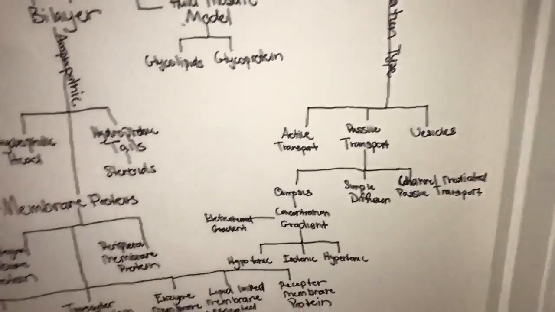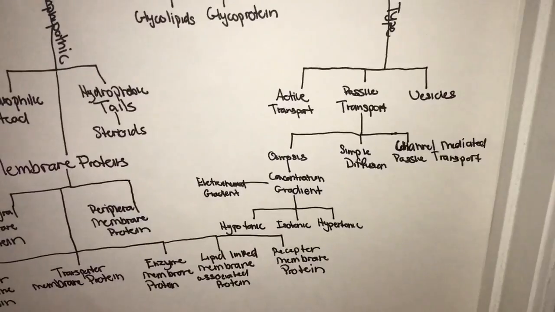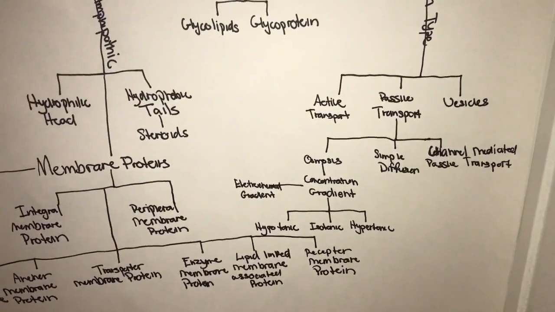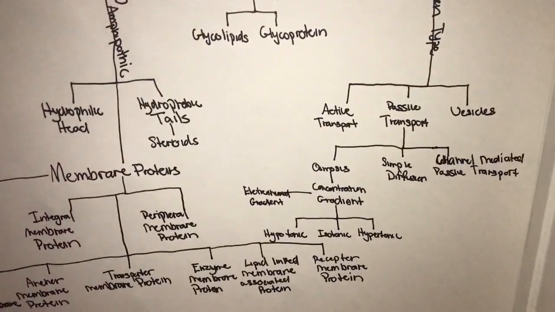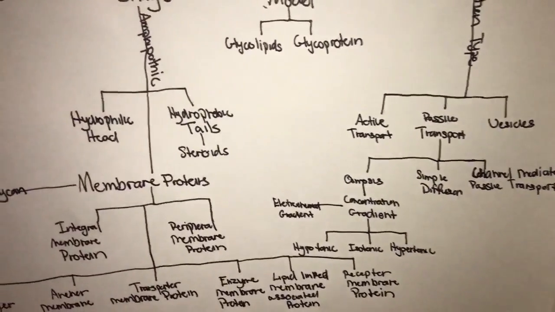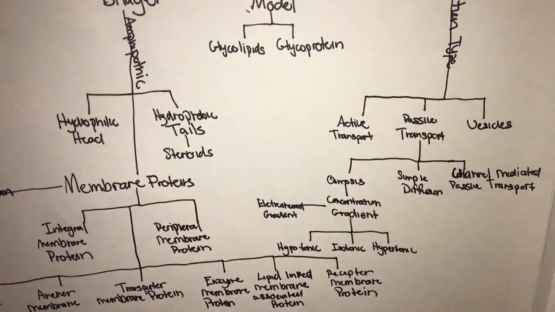With passive transport, you have different types: channel mediated passive transport, simple diffusion, and then you have a special type of passive transport, osmosis, which only deals with water moving across a concentration gradient. And across the concentration gradient, it can be hypotonic, isotonic, and hypertonic.